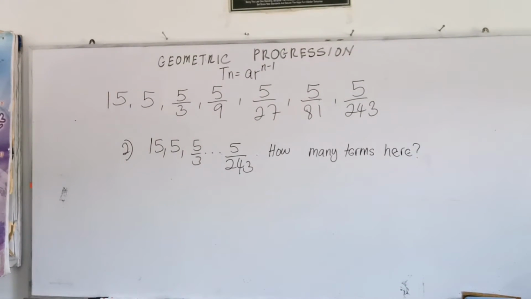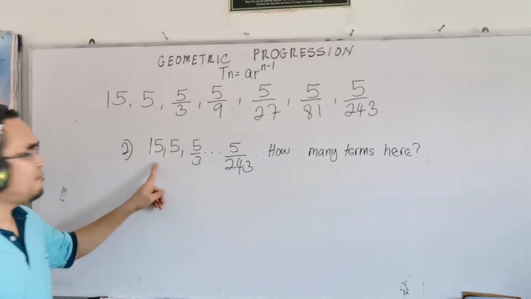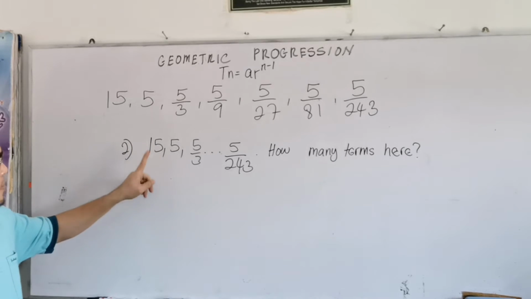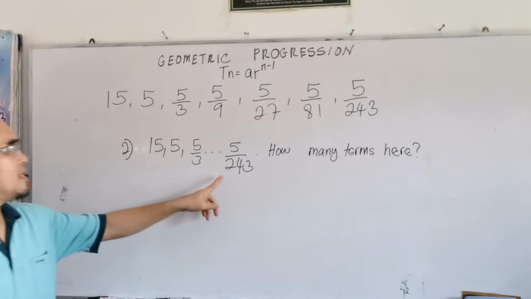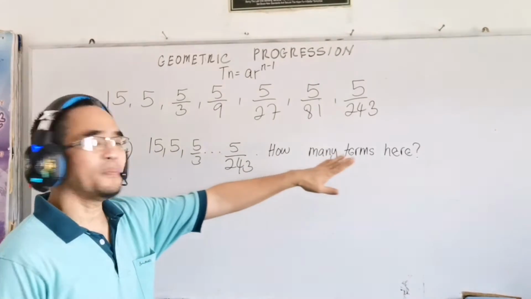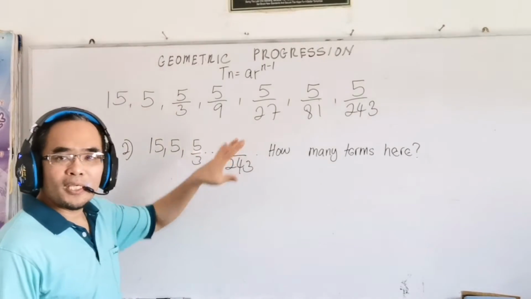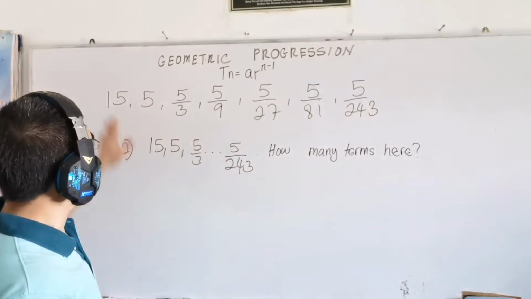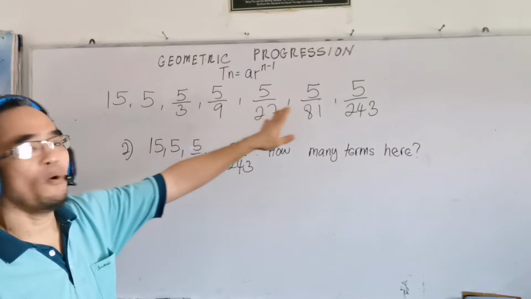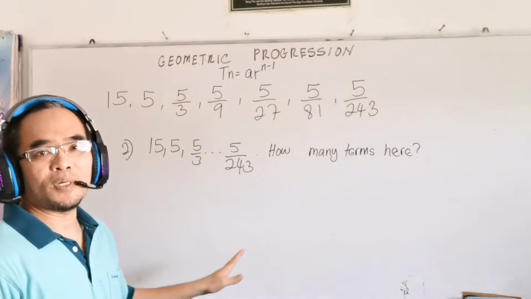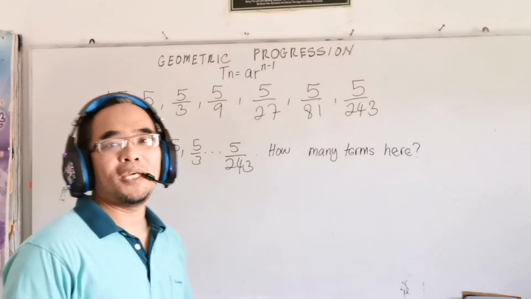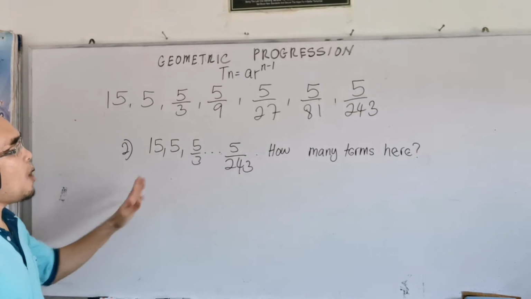Another hypothetical question would be, if you are given some arrangement and you have the first, second and third terms, and then suddenly you are given the last term, how many terms are here? If the arrangement is not that big, you can just arrange it like this and then count: 1, 2, 3, 4, 5, 6, 7. So there are 7 terms. But in your exam you will not be given this simple question. So how many terms are here?